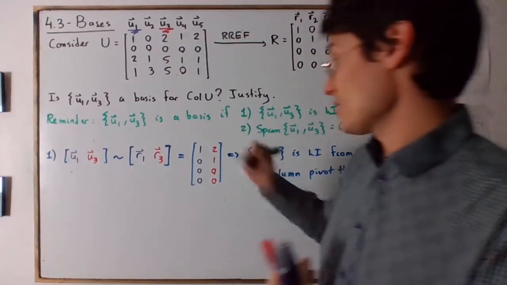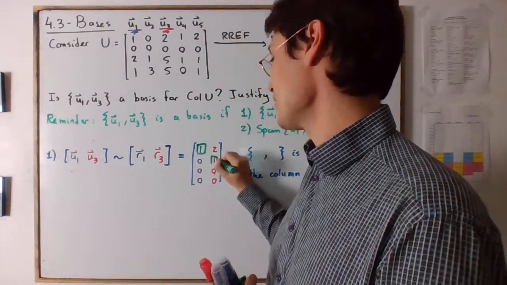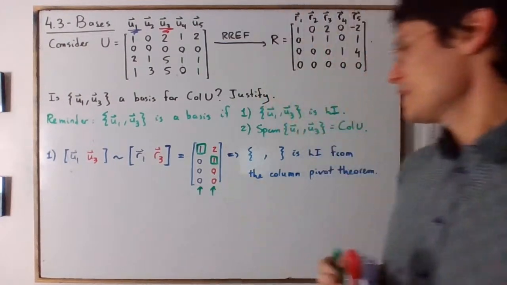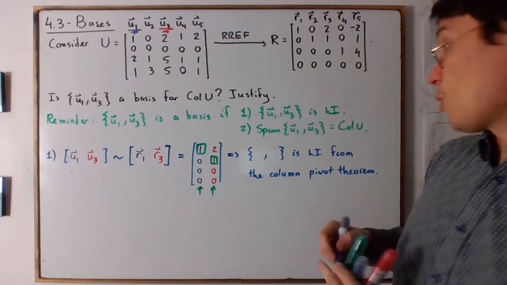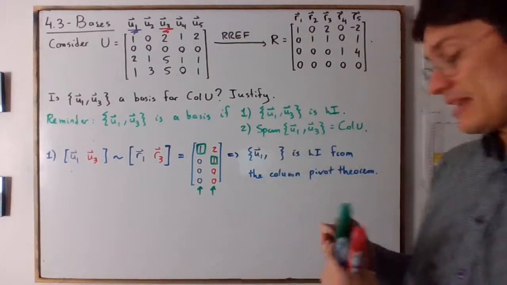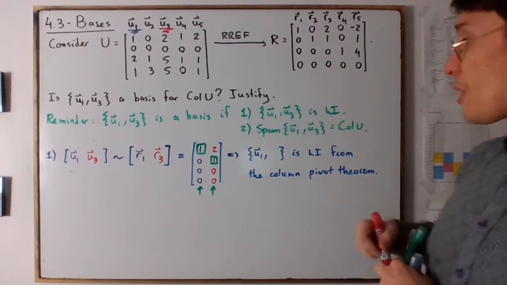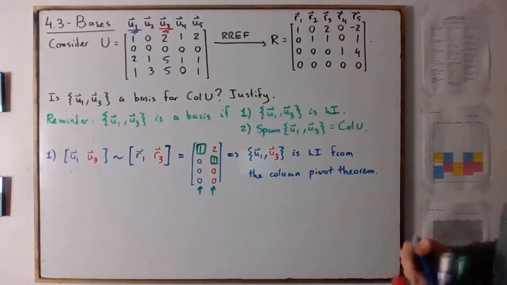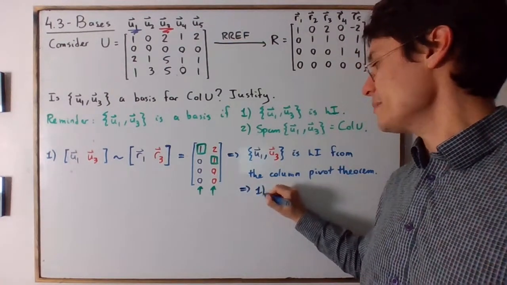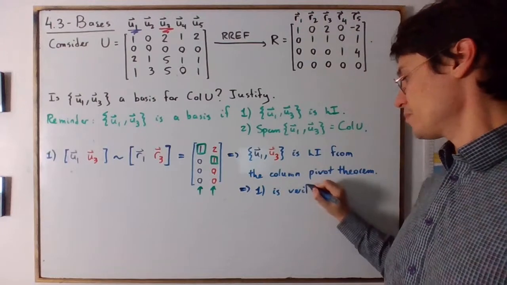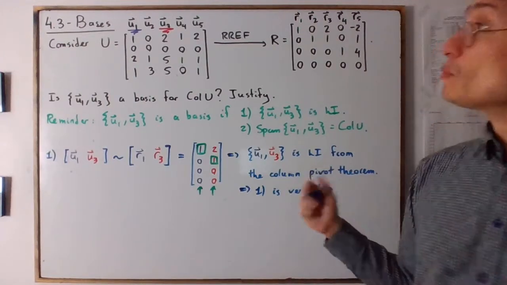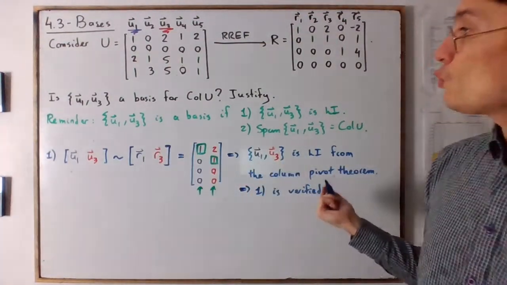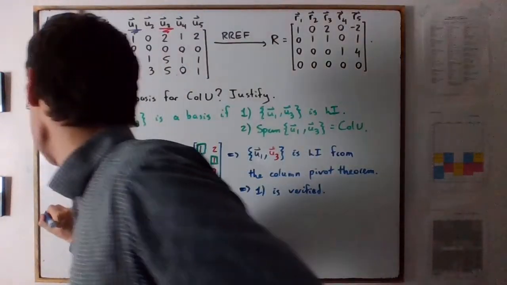So just to make it crystal clear, I'm boxing the two pivots here. So we have a pivot in every column. And for that reason, U1 and U3 are linearly independent. Okay. So as you can see, property 1 is verified. The problem will be property 2. So we will see that U1, U3 will not be a generating set.